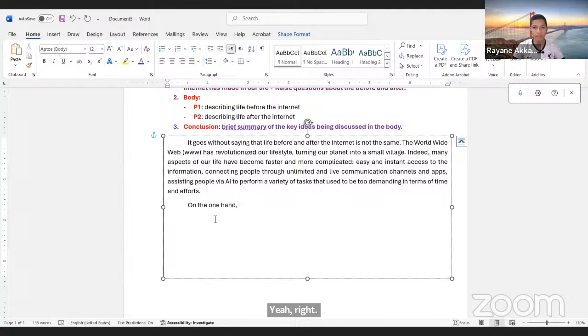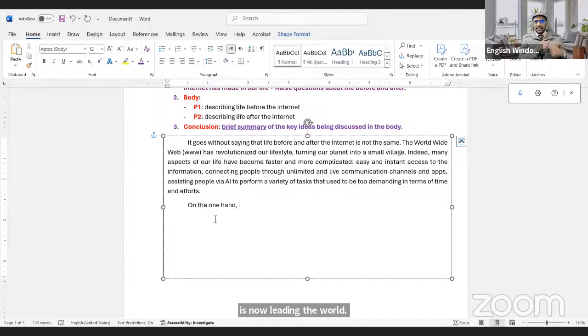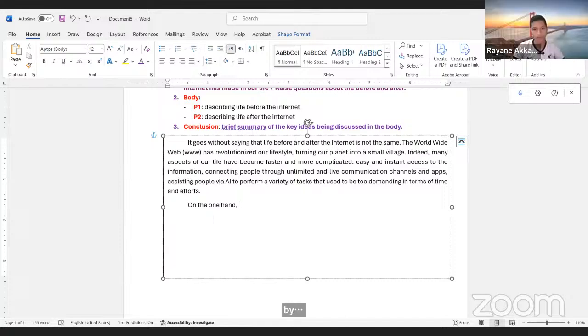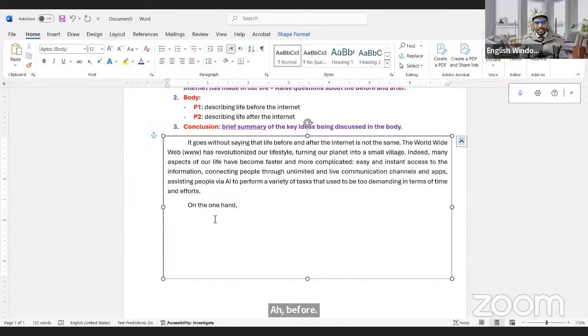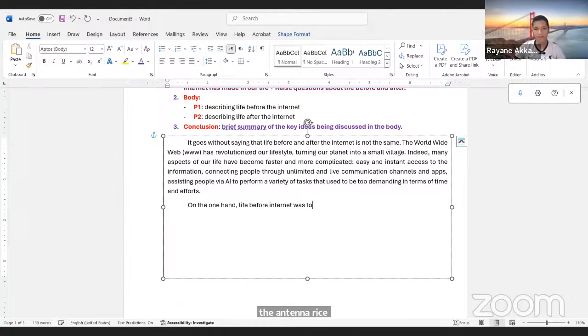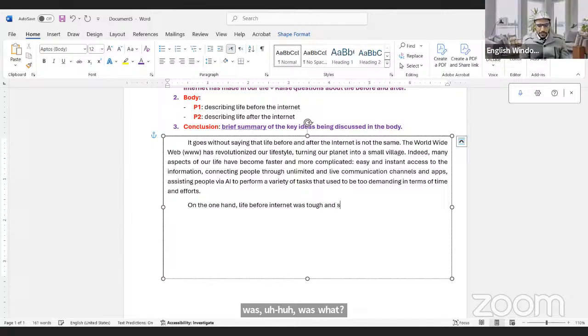We are talking about before the internet now, the first paragraph. On the one hand, life before the internet was tough, I mean difficult, and slow like a snail. Let's make it this way, and was slow like a snail.